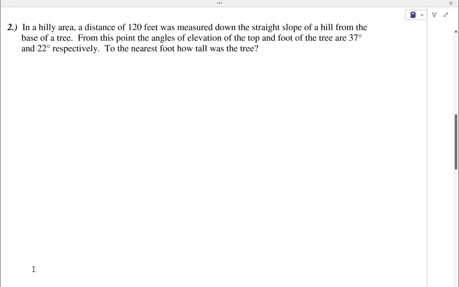Everything's going to be about setting up a triangle, of course. You drew a tree on your paper? Okay.